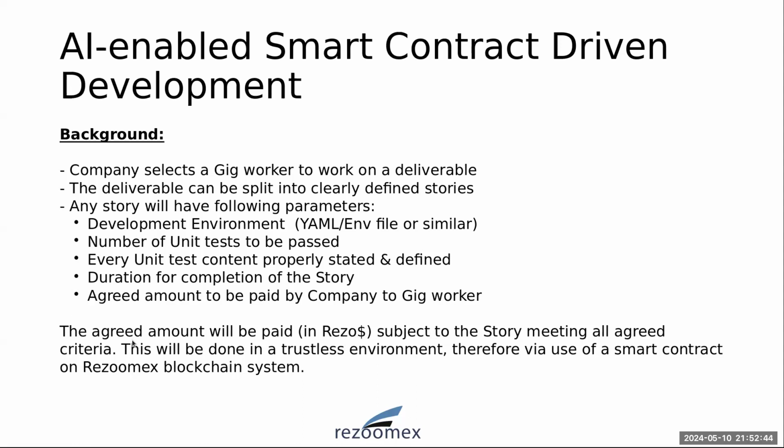So this last paragraph, that is, the agreed amount will be paid in Rezo, subject to the story meeting all agreed criteria. This will be done in a trustless environment. That's where the smart contracts come in. All these agreed conditions will be in a smart contract, and that will execute only if these conditions are met. If any one condition is not met, or anything is slightly changed, so let's say you agreed for 10 unit tests and you did only 9, then the smart contract won't execute and the payment won't happen.